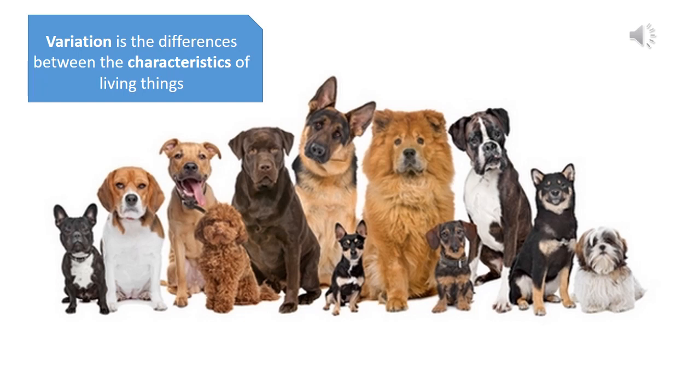They're just different breeds. So we've got a definition now about all these differences, and it is: variation is the differences between the characteristics of living things. Write down that definition, that's going to be a really important one for today.